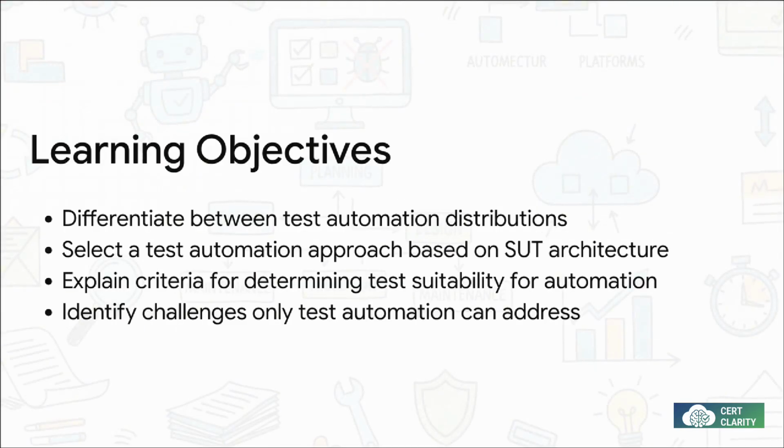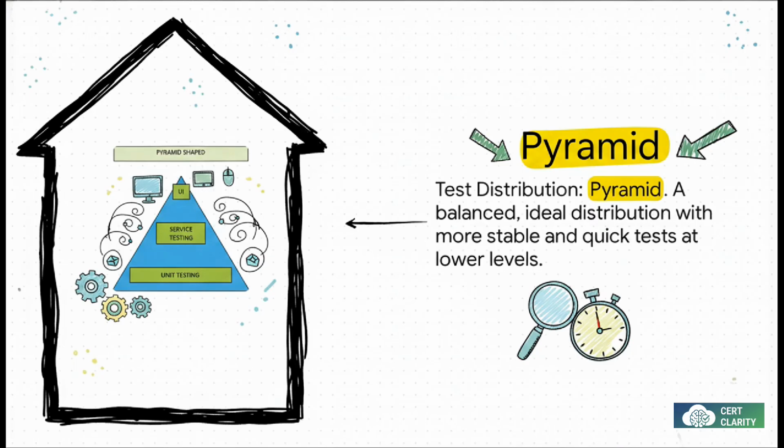We're going to look at different ways to structure our testing effort, how the architecture of the system under test, or SUT, basically tells us which approach to take, how to really pick and choose which tests are even worth automating, and finally, what kind of testing is just plain impossible without automation. And here we have it, the Test Automation Pyramid. This is the goal. This is what you're aiming for.